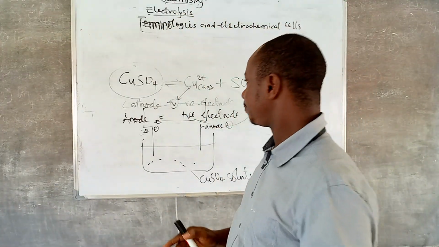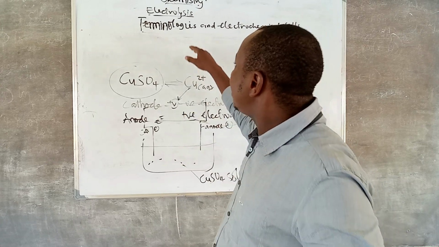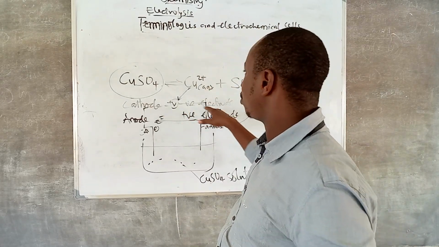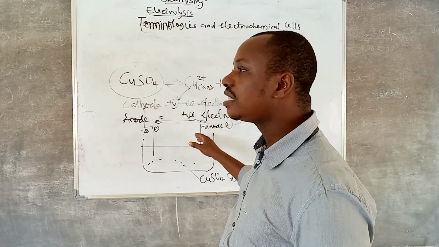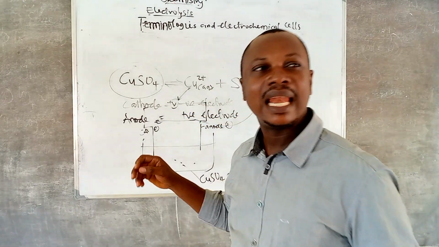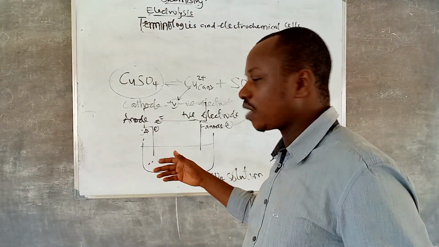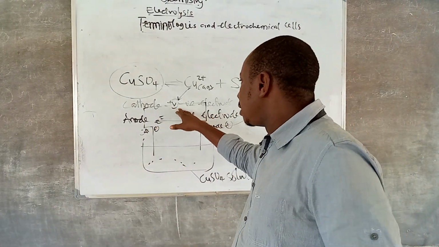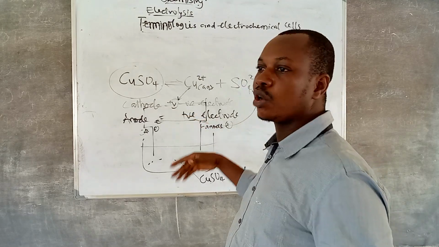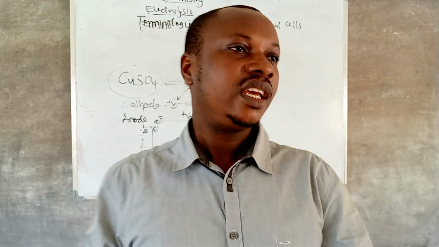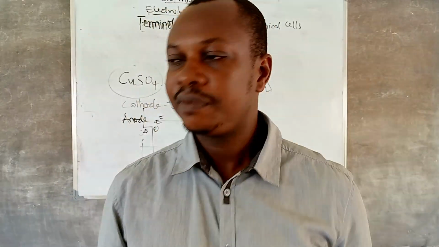Let's take it again. In an electrolytic cell, the cathode is the negative electrode, while the anode is the positive electrode. While in an electrochemical cell, it is the opposite of what I have just said. The cathode becomes positive, while the anode becomes what? Negative. That is one of the differences between the electrochemical and the electrolytic cell.